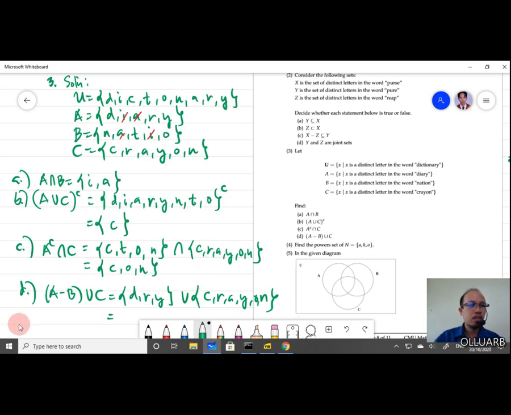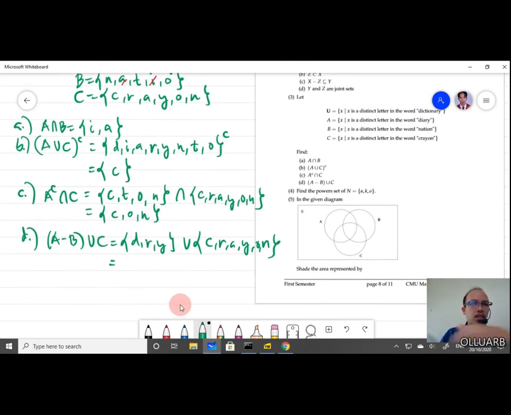So the answer is, we have union. So try to put first the dry, then put the other elements to this set. R is common, A is not an element of here, Y is common, O and N also. Okay, so this is your answer for letter D.